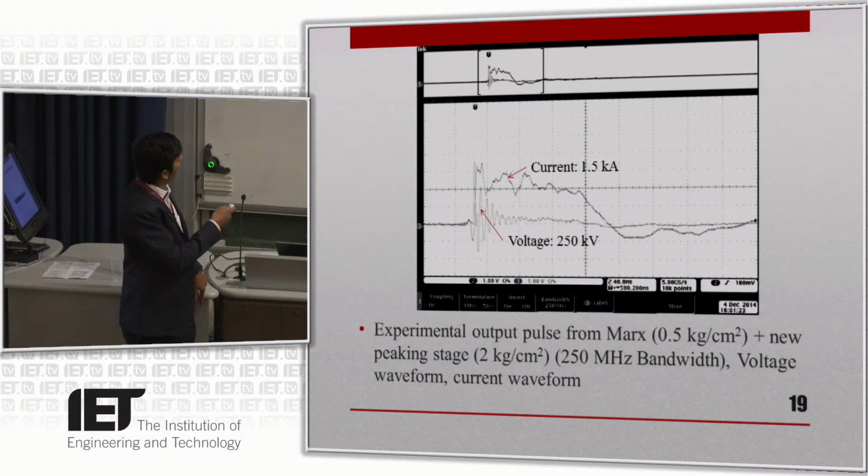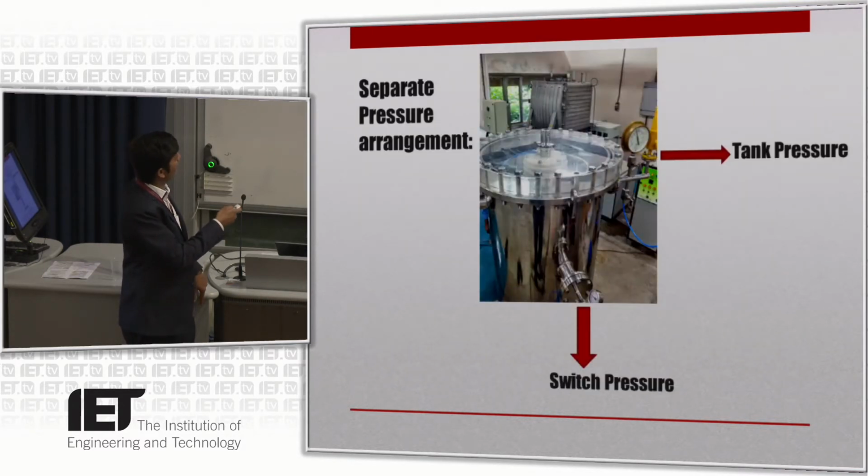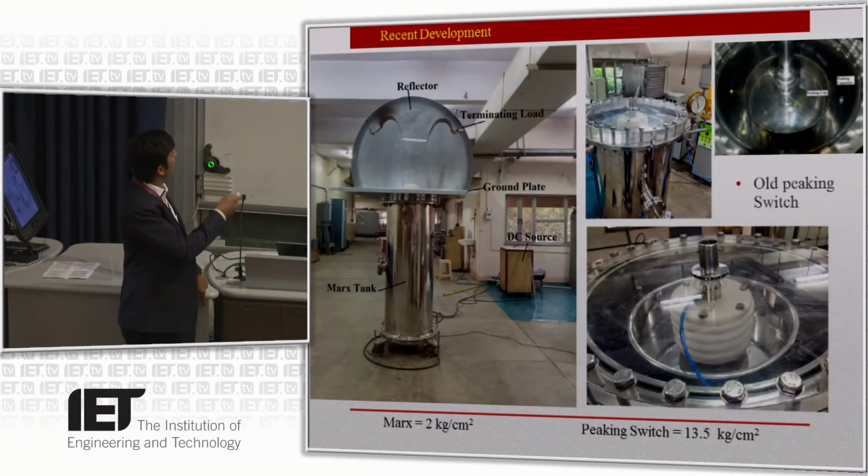We are getting very interesting results. These are the separate arrangements for the tank pressure and picking stage. This is for tank pressure arrangement. This is for switch arrangement, switch pressure feeding arrangement. So this is a separate isolation system. So the entire setup is what we developed, and this is a terminating resistive load.